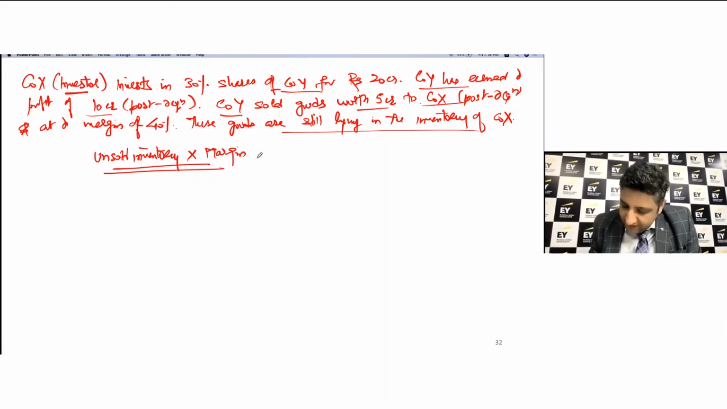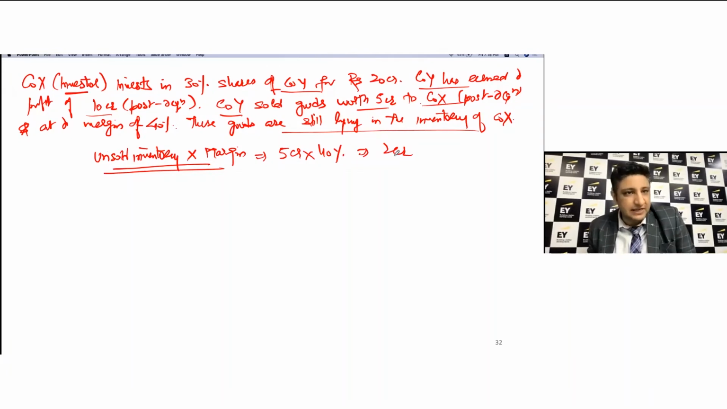Okay, so we may argue that the sale of 5 crores with a margin of 40% gives 2 crores as the margin which is sitting in the inventory of company X. But this is not the way we want to do it. This is something which is very clearly done in case of an investment in a subsidiary. You take the 100% of the margin with respect to that unsold inventory.